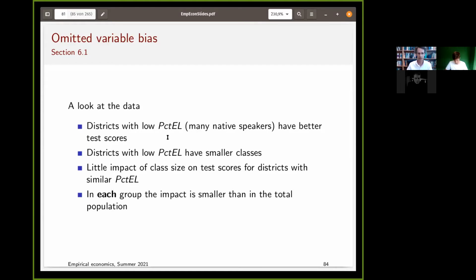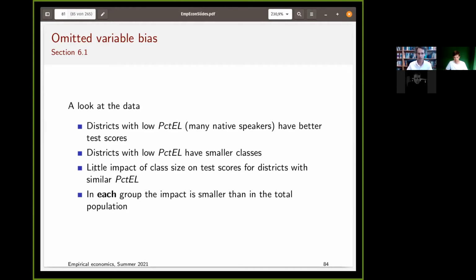We can also see that districts with a low percentage of English learners have smaller classes. We can't see that in that table, but we know that on average those tend to be the richer districts who have more tax revenues, and therefore are able to afford smaller classes because they can hire more teachers.